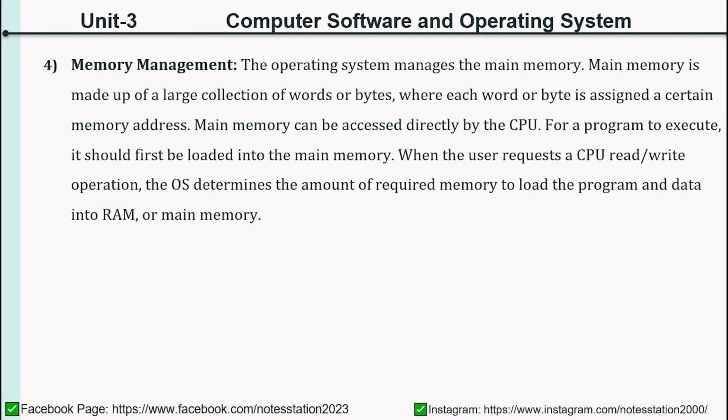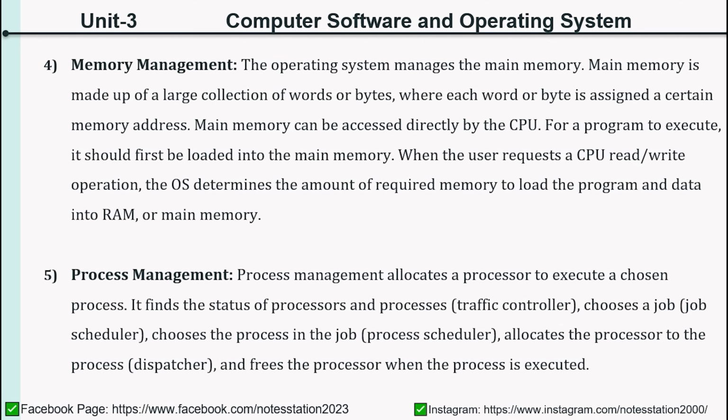Memory management. The operating system manages the main memory. Main memory is made up of a large collection of words or bytes, where each word or byte is assigned a certain memory address. Main memory can be accessed directly by the CPU. For a program to execute, it should first be loaded into the main memory. When the user requests a CPU read/write operation, the OS determines the amount of required memory to load the program and data into RAM, or main memory.